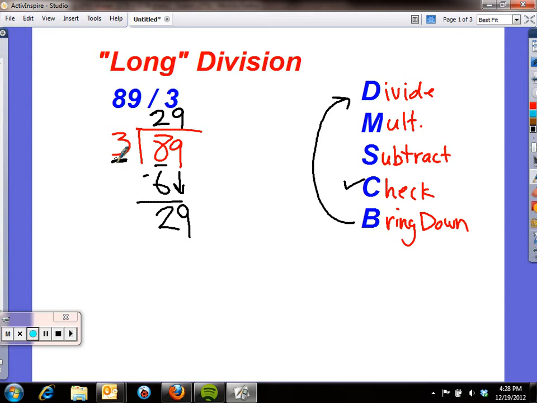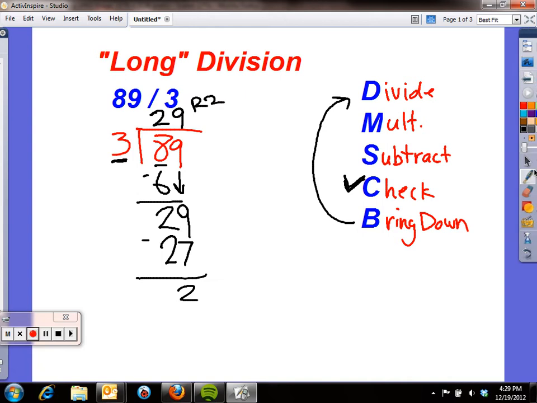9 times 3, 27. Okay, I'm going to leave my pencil on the 27 because my next step has to do with the 27. I have to subtract. Subtract what? The 27 from 29. That's pretty straightforward. I subtract, that's 2. I'm going to keep my pencil on the 2 because my next step is to check. I have to check, is 2 less than 3? Yes, it is. I have to bring down. Nothing left to bring down, so I'm done. 29, remainder 2.